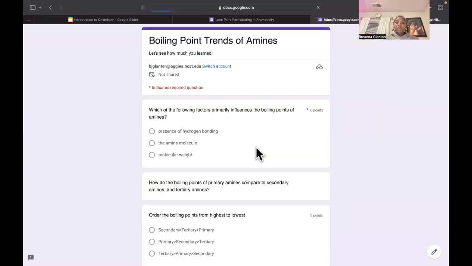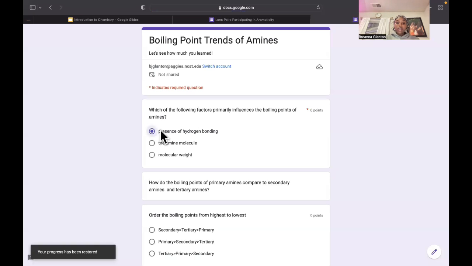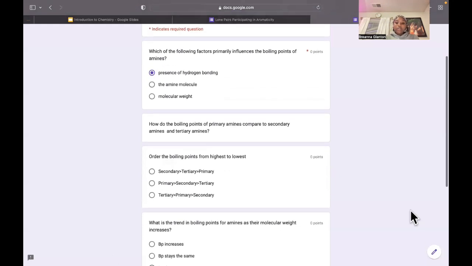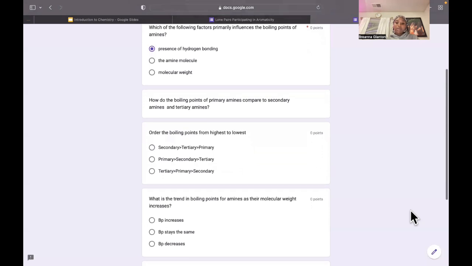So we have a quick little quiz on this one. Which of the following factors primarily influences the boiling points of amines? And the answer to that is the presence of hydrogen bonding. Second question, how do the boiling points of primary amines compare to secondary amines and tertiary amines? The boiling points of primary amines are higher than secondary and tertiary amines.